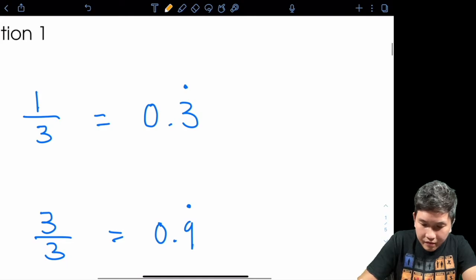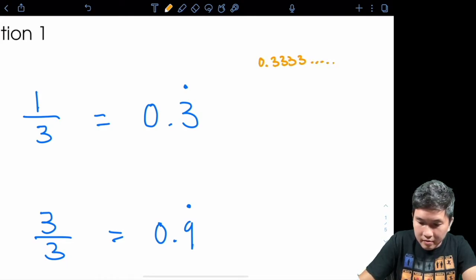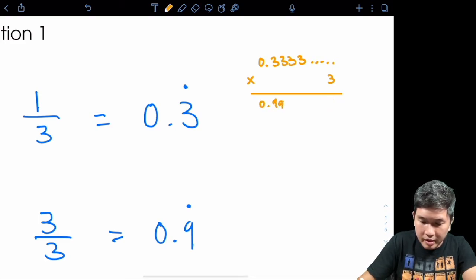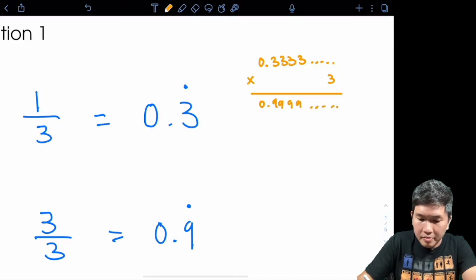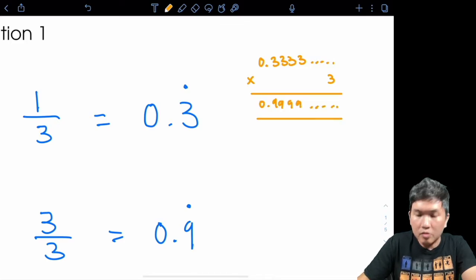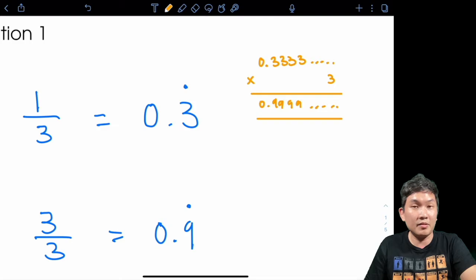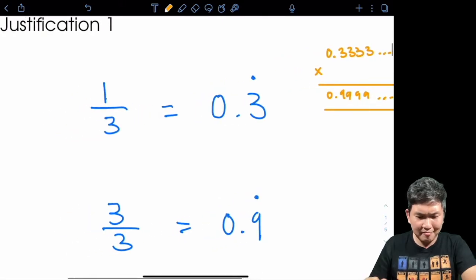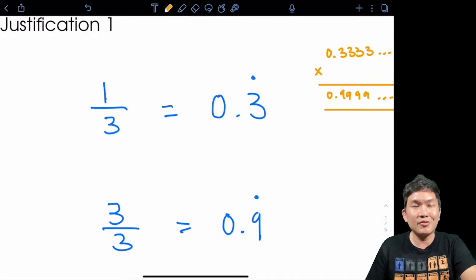First of all, if I have 0.3 repeating, it will look something like this. If I multiply it by 3, then all these 3s will become 9s, isn't it? Sorry, let me write it this way, 0.999. There'll be no carrying over or regrouping of terms because all of them are just 9s. And that's how we get 0.9 repeating from our first justification, 1.